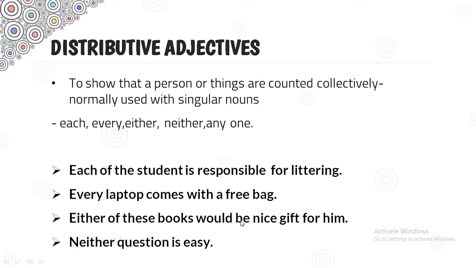Either of these books would be a nice gift for him. Out of all the books, either one of them, any one of them, would be a nice gift. Neither question is easy. Out of all the questions, not a single one, neither question is easy. So each, every, either, neither, anyone refer to distributive adjectives. So distributive adjectives refer to each one of a number taken one at a time.